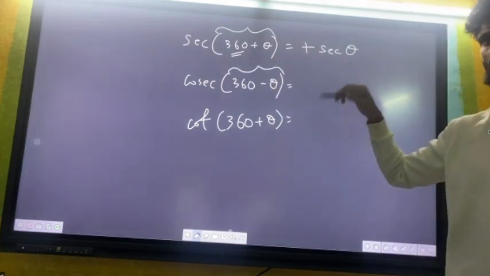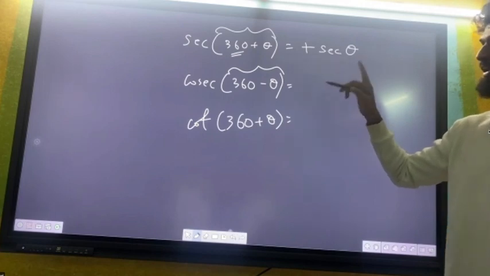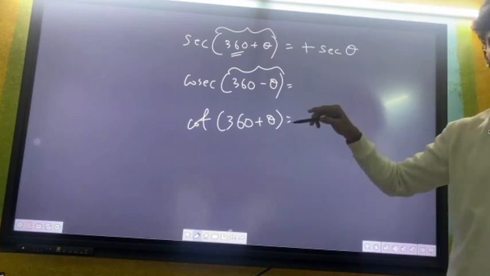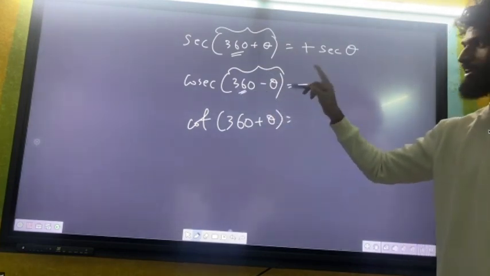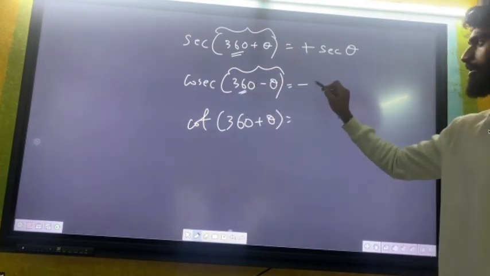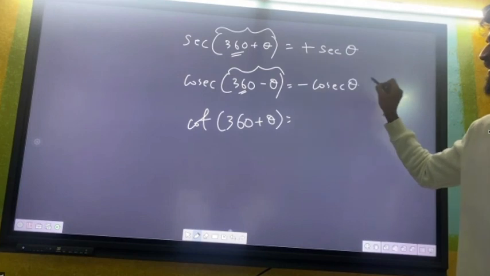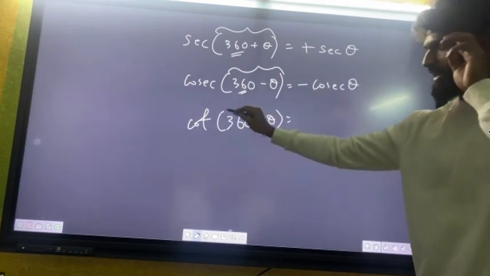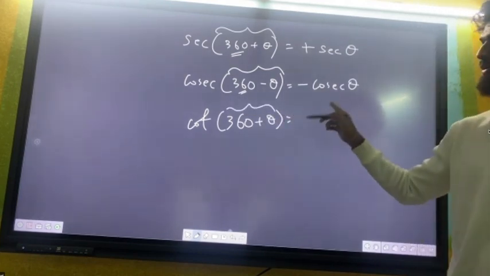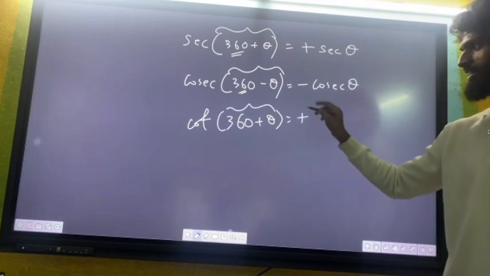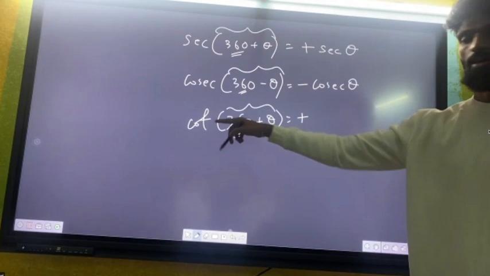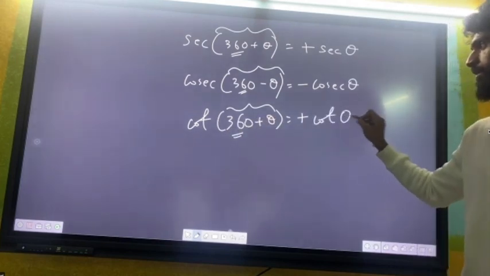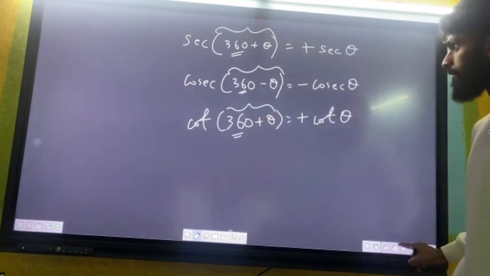Let's go with this. 360 degree minus theta, fourth quadrant. In fourth quadrant, cosecant is negative. Go back inside the bracket. 36, even. As it is. Theta. Correct? 360 plus theta, what quadrant? First quadrant. Go back into the bracket. 36 is even. Cot theta. Got that?